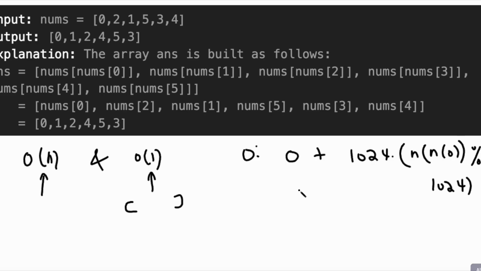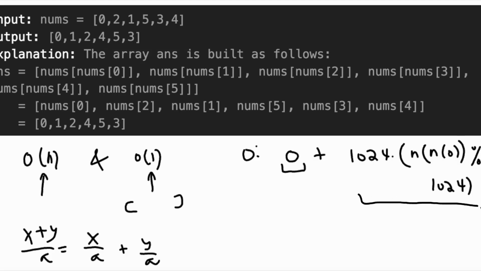And why do we do this? Because remember, x plus y divided by a is equal to x divided by a plus y divided by a. So it means that we basically preserve information by adding, because one piece of information stored is going to be the original array value, and the other piece of information stored is going to be what the new value should be to occupy the original position. We add it to preserve the two pieces of information because of this rule.